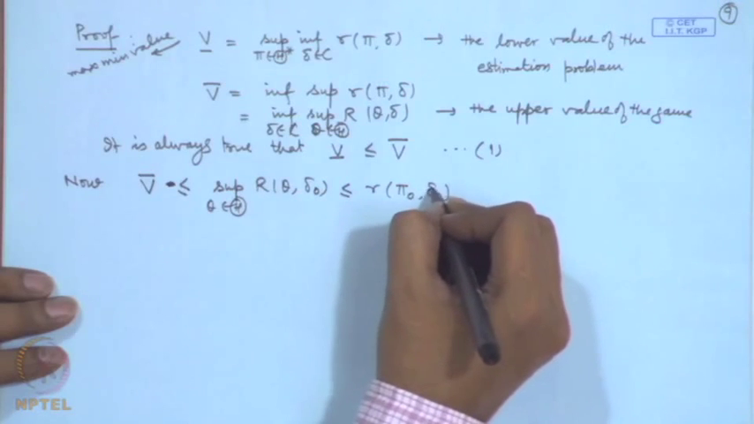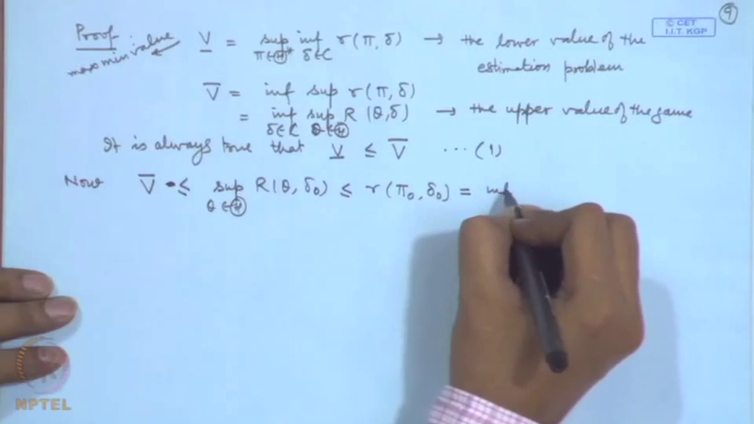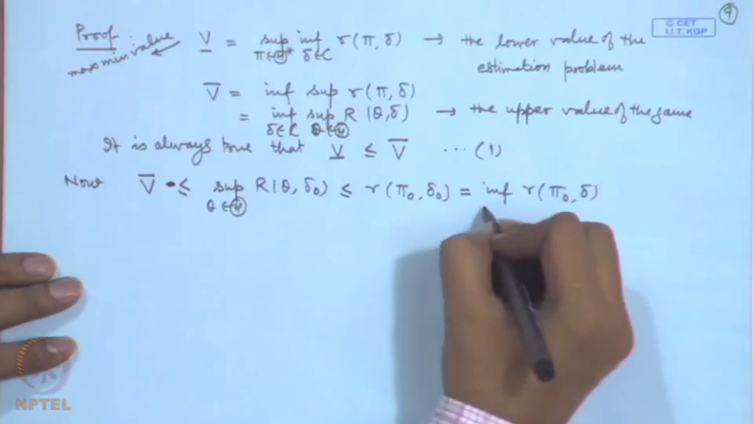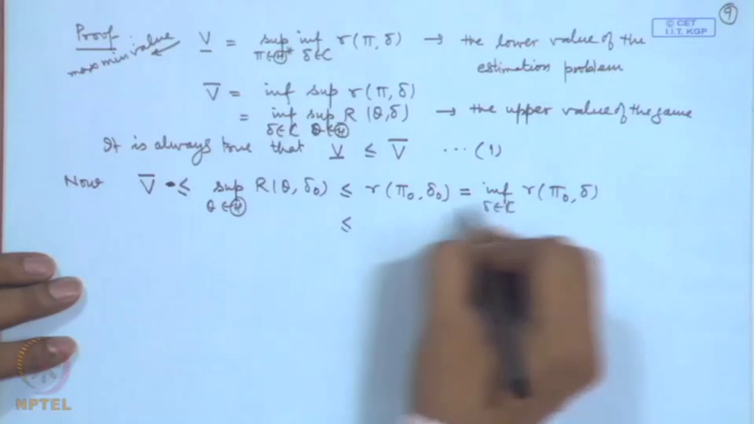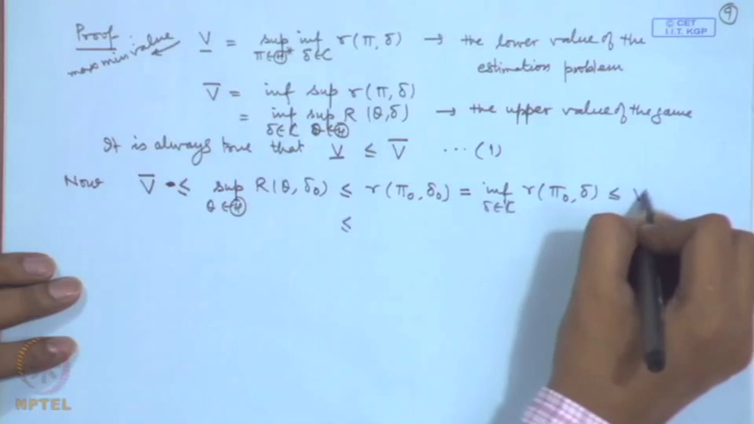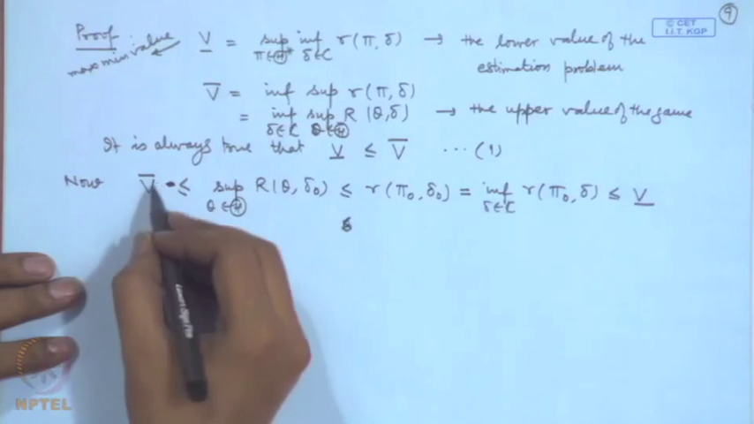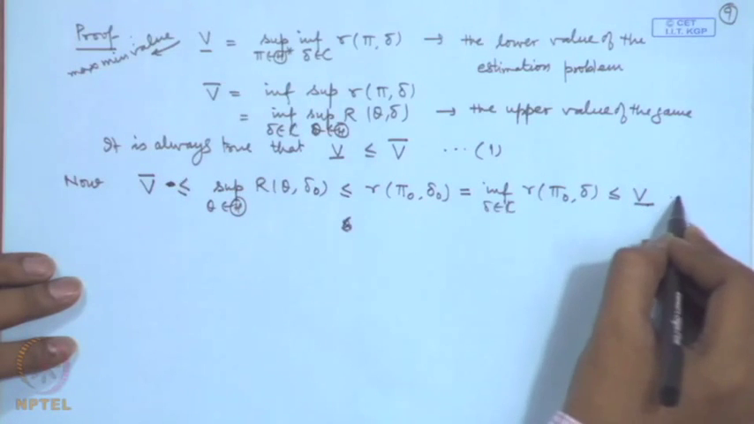Here delta naught is a base estimator with respect to pi naught. So, this is equal to infimum of r pi naught delta over all the estimators. Now, this is less than or equal to the lower value of the game, and therefore, what we get here is V upper bar is less than or equal to V lower bar.